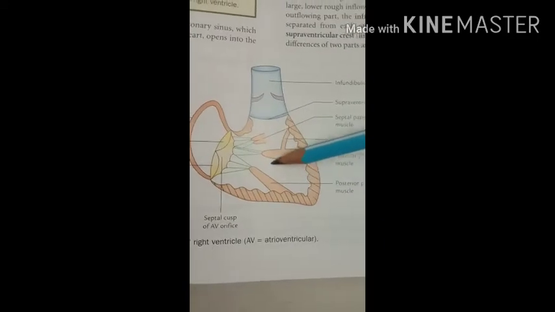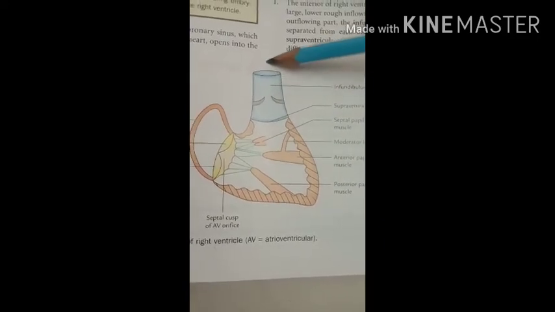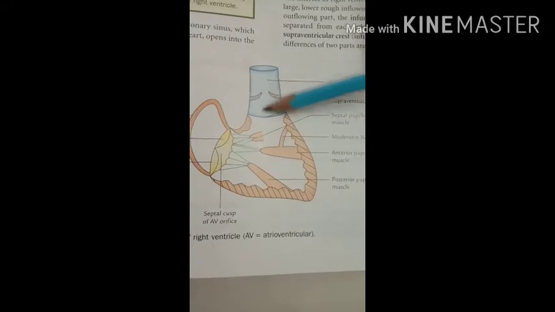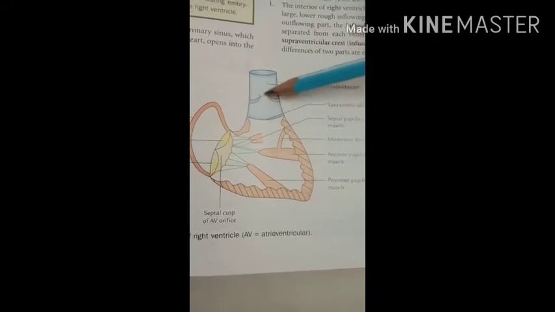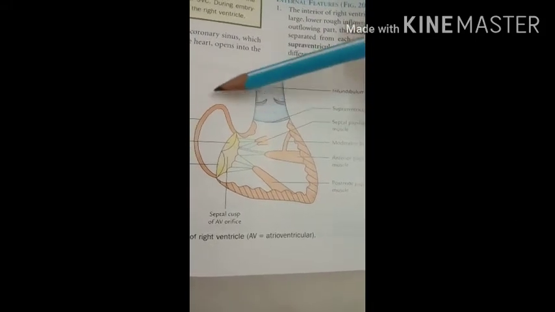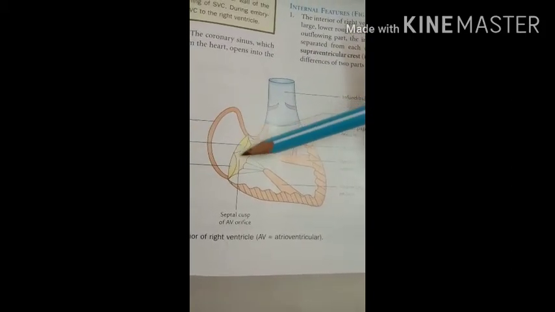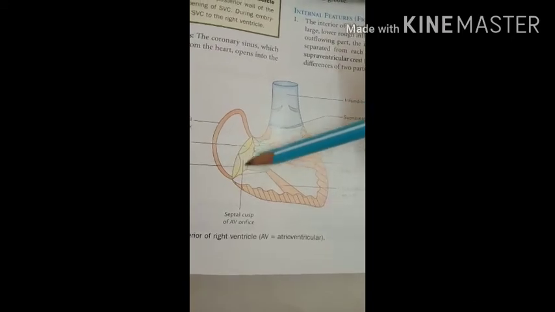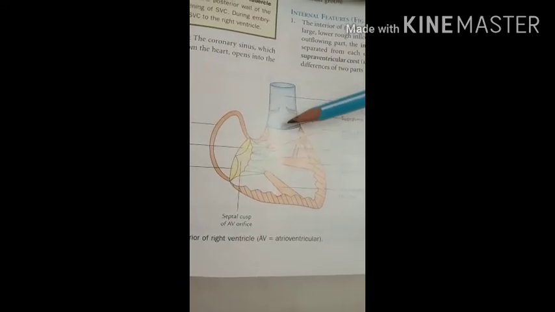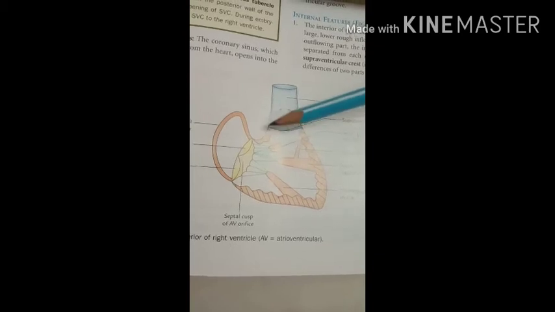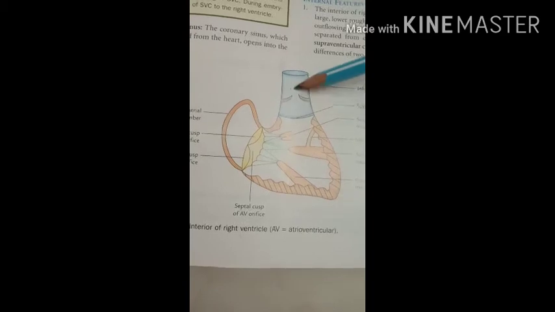Here, it receives the deoxygenated blood from the right atrium and then pumps it into the lungs through the pulmonary trunk. Here you can see the pulmonary trunk. It communicates with the right atrium by the atrioventricular opening, this one, and superiorly it is connected with the pulmonary trunk through the pulmonary opening, this one.